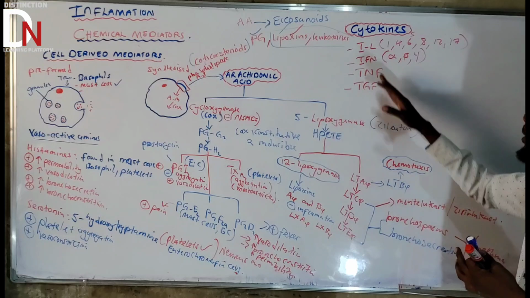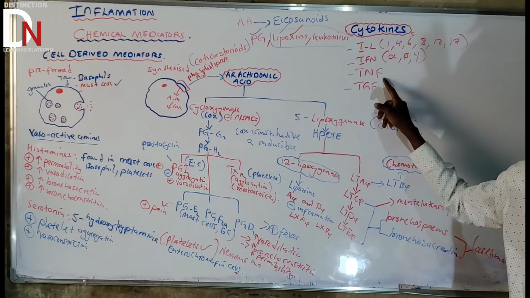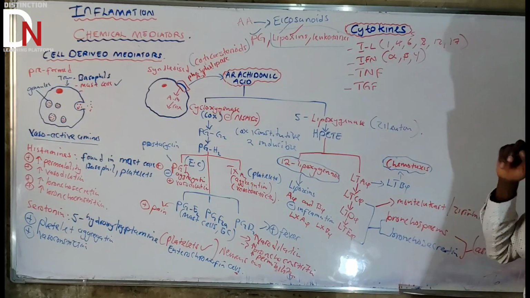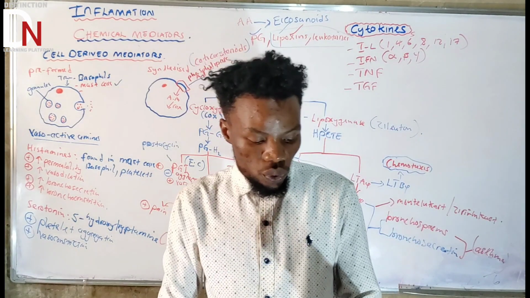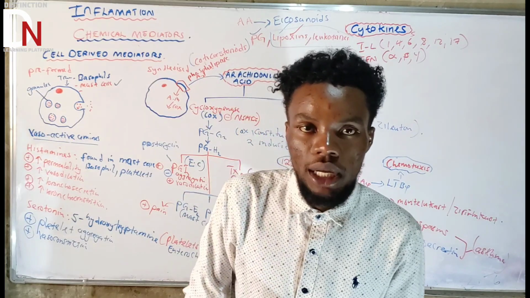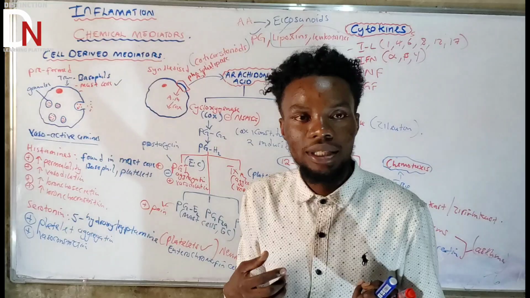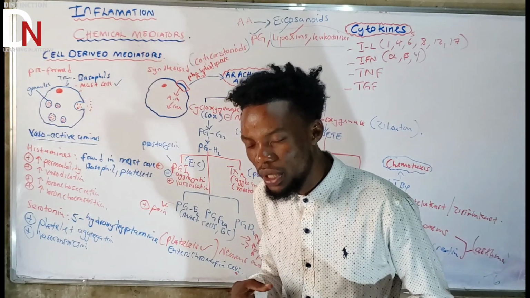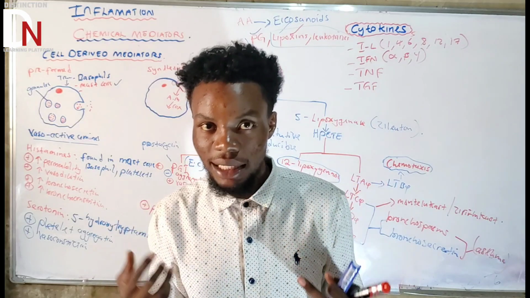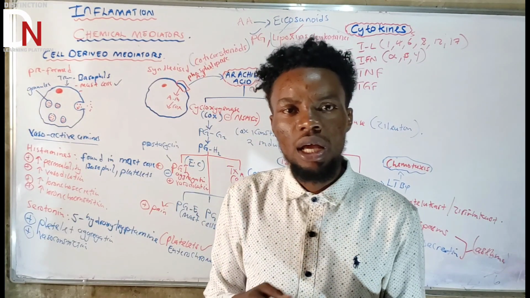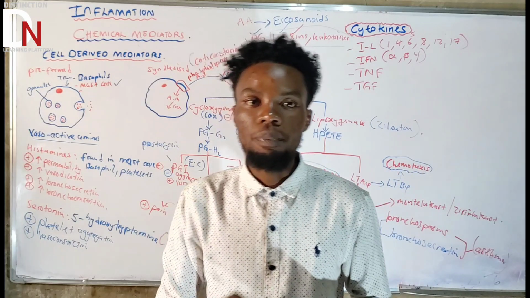Interleukin 1 and tumor necrosis factor alpha are very important ones. So make sure that in the next video we'll talk about chemical mediators coming from plasma. Basically, plasma-derived chemical mediators. We'll come and talk about the kinins, the blood kinins, all those things. So make sure that you study more. All the best.